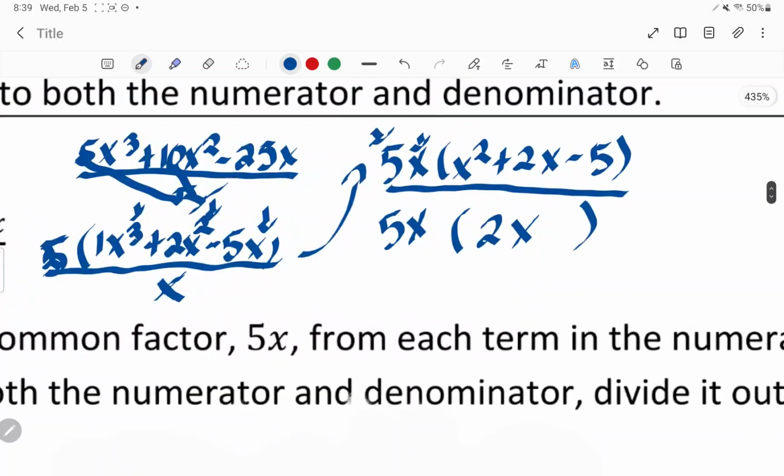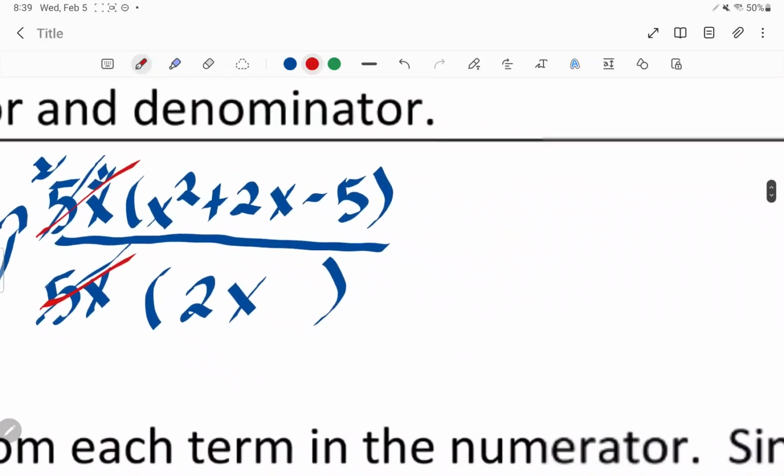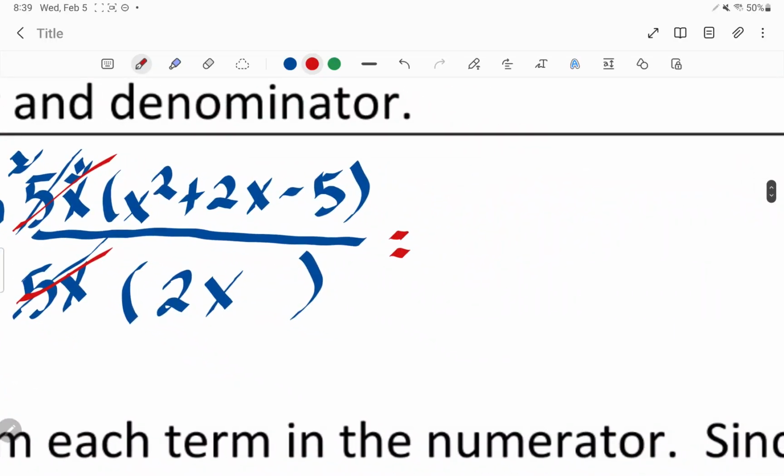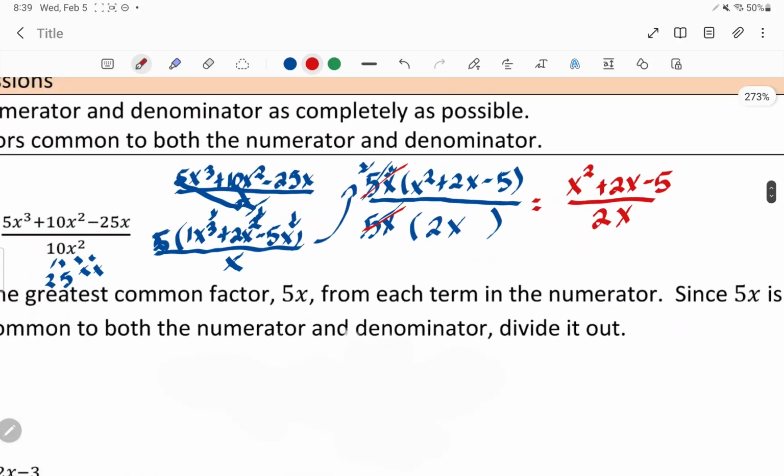From here, you're going to notice that we have two of the same things. We have 5x and 5x. So what we're going to do is cancel them out. And my final answer is going to be x squared plus 2x minus 5 over 2x. That is my final answer.